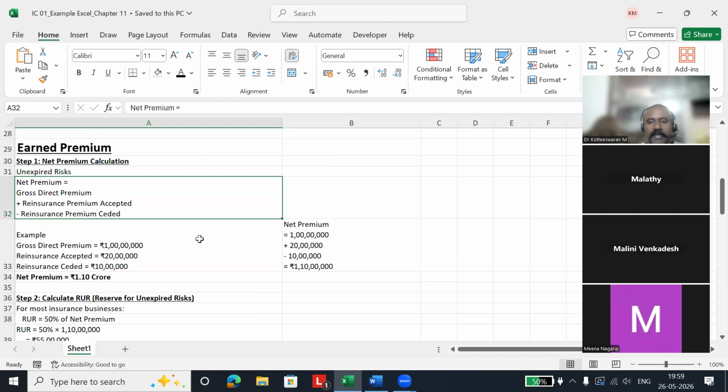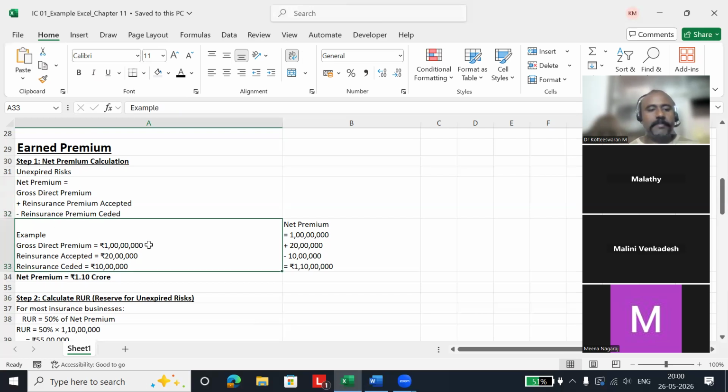So we have direct premiums, the premiums that come directly to my company. And there are some reinsurance premiums accepted. Some reinsurance companies have to give me some premiums, which I have to receive. So there is some reinsurance I am accepting, and some reinsurance I am getting ceded. Both are there. So for accepted, we are going to add it, and for ceded, we are going to minus it. So they will ask this calculation in the exam.